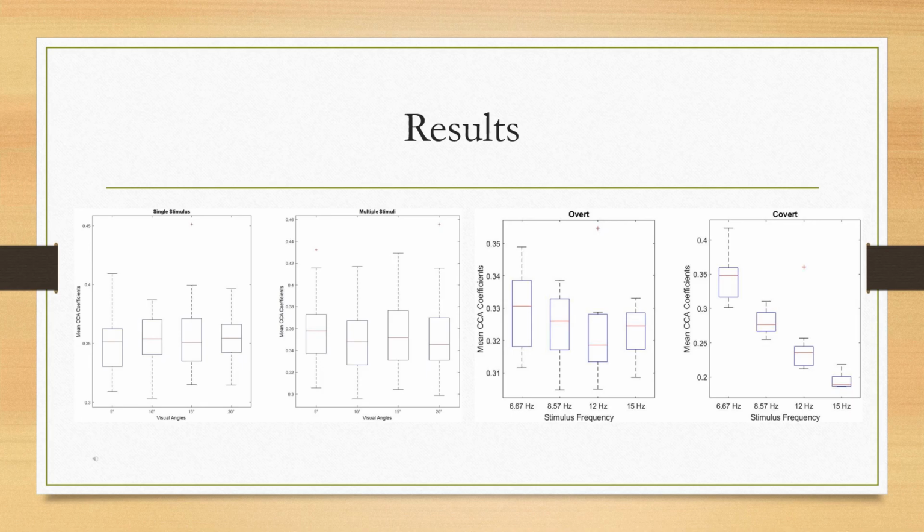The results from analysis of the collected data suggested two things. Firstly, visual viewing angle is not a significant factor in the performance of SSVEP detection accuracy, as seen from the figure on the left where the coefficients values are similar across all visual angles. Secondly, in covert spatial attention settings, lower stimulus frequency correlates to higher detection accuracy, as seen from the second figure on the right.